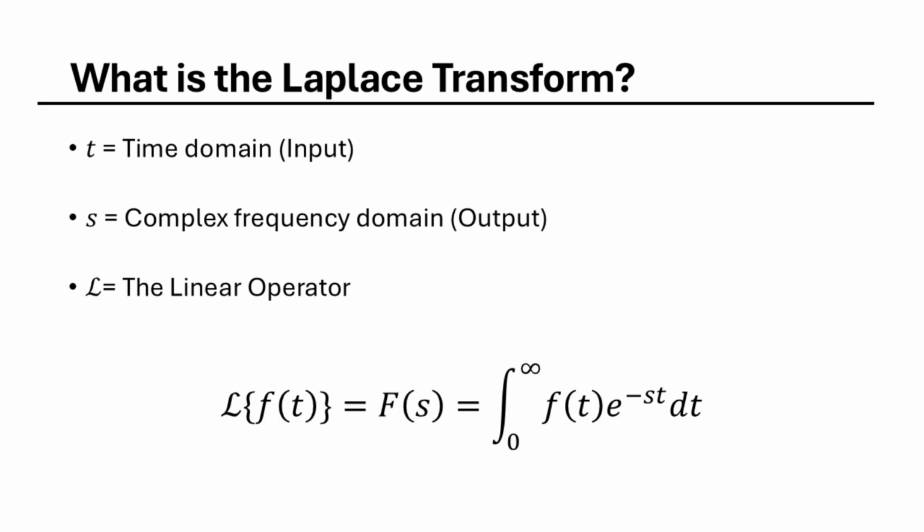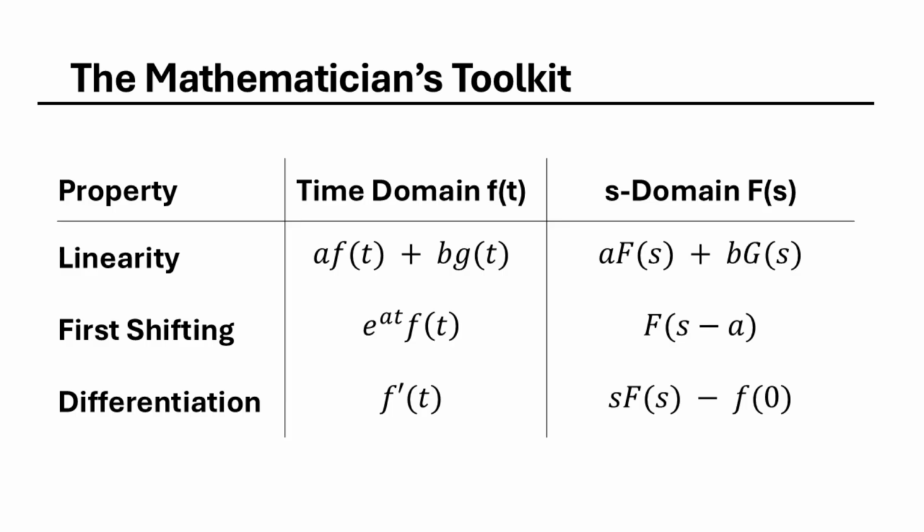Rules of the game, key properties. Before we solve problems, we need our toolkit. The most important tool is linearity. The Laplace transform of a constant a times f of t plus b times g of t is simply a times capital F of s plus b times capital G of s. This means we can break big problems into tiny, manageable pieces.